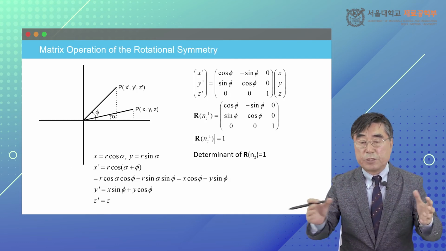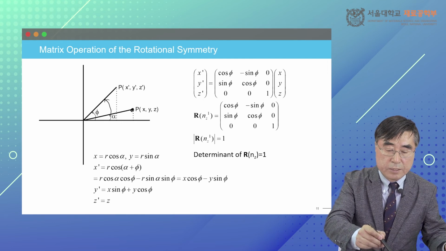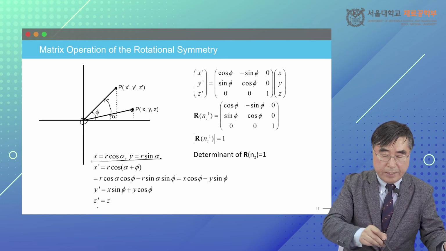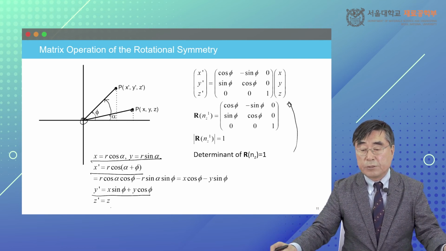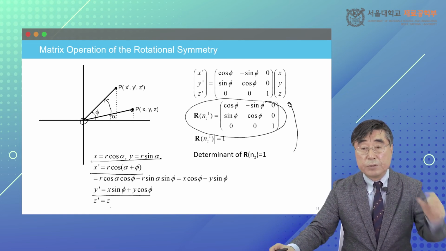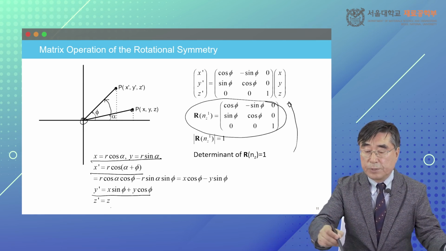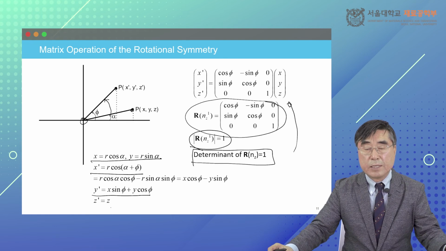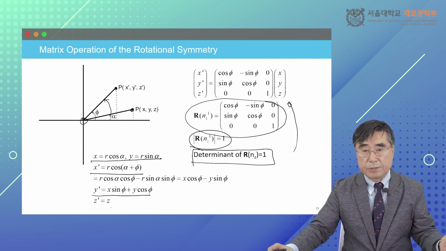The matrix operation of rotational symmetry is basically simple. Of course, if I have any point x, y, z, and I rotate it by a certain angle through this rotational axis, I can find x prime and y prime. Now I can designate this in matrix form. And this is the rotational symmetry element based on the z-axis of rotation, and phi is the rotational angle. If you find the determinant, the determinant is 1, positive, and this is what we call right-hand to right-hand kind of operation. Okay?